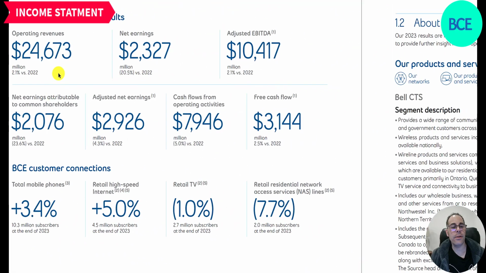Here's a nice high-level view of their numbers. 25 billion of operating revenues, net profit 2.3 billion, EBITDA 10 billion. Their EBITDA and revenue are up 2.1%, net profit down 21%. They have 10.3 million mobile phone subscribers, up 3.4%. High speed, up 5%, 4.5 million subs. Retail TV down 1%, 2.7 million subs. Operating cash flow 7.9 billion, down 5%. Free cash flow 3.1 billion, up 2.5%.